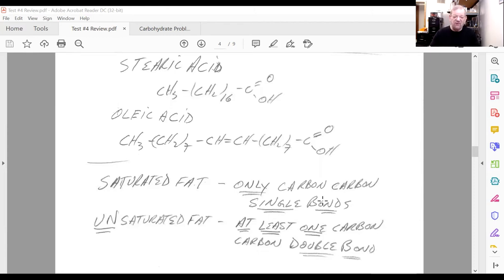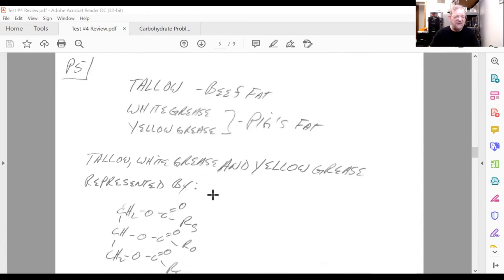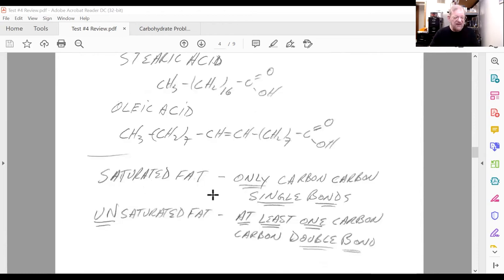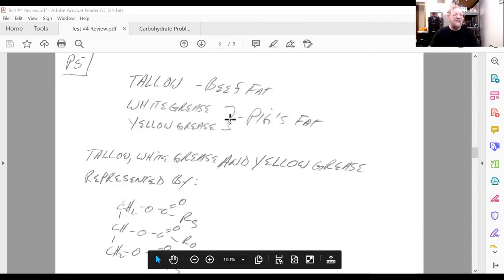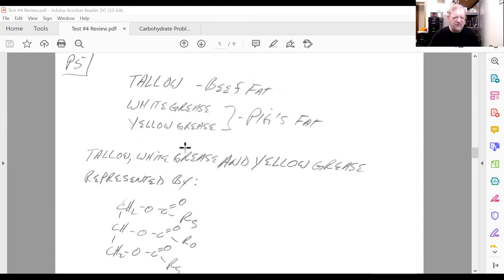And you should know a saturated fat, just like saturated hydrocarbon, only has carbon-carbon single bonds. Now, if you put down only single bonds, I'm going to mark that wrong, because the ester has a carbonyl, which is not a single bond. And what's an unsaturated fat? That's a molecule that has at least one carbon-carbon double bond in the fat or oil. All right, things you should know. Tallow, beef fat, white grease, yellow grease, pig's fat.